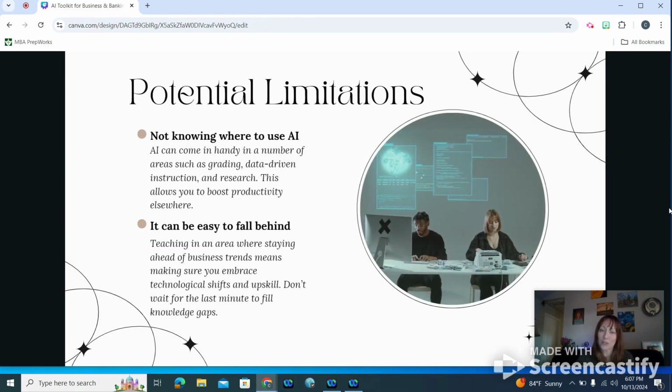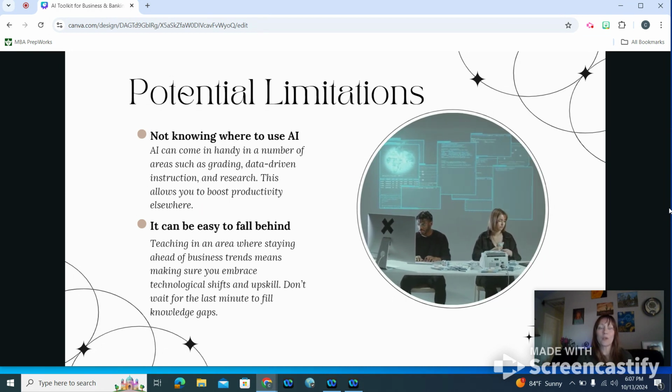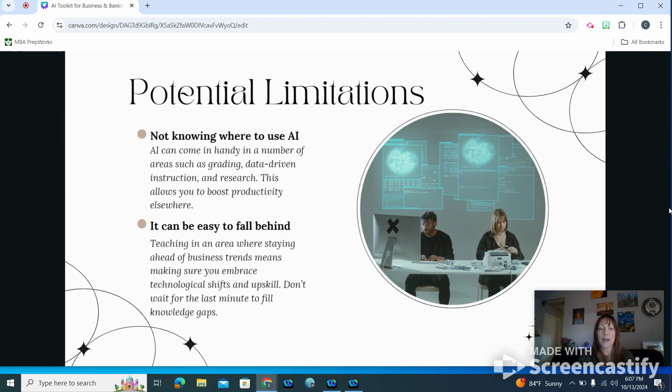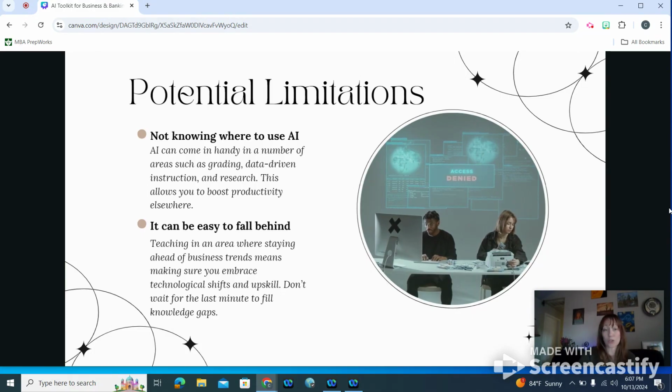There are also potential limitations within our classroom. So we know that there's AI, but do we know where we can use AI? AI can come in handy in a number of areas such as grading, data-driven instruction, and research, and this will allow us to boost our productivity elsewhere.